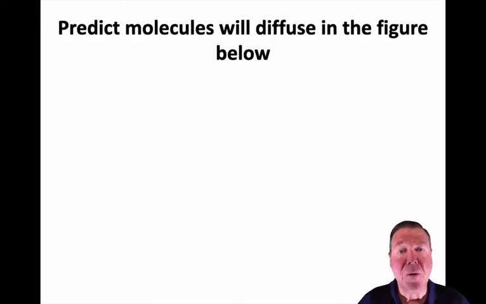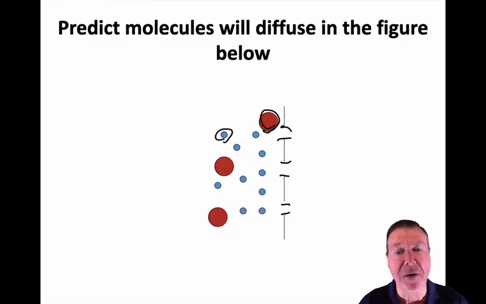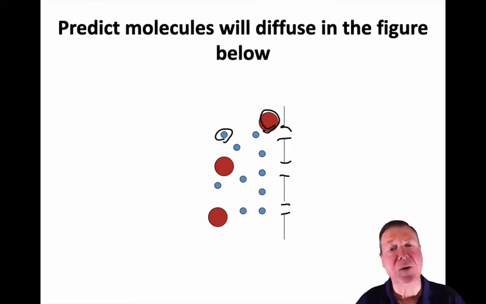All right? So what I'm going to ask you to do here is predict what will happen to the different molecules in the figures that I show you. All right, so you have here a membrane which has little openings in it. You have two sized molecules. You have a larger molecule and you have a smaller molecule. And I'm asking you, what do you think is going to happen? Okay, how is it going to diffuse? So go ahead and answer that, and let's take a look at the answer.